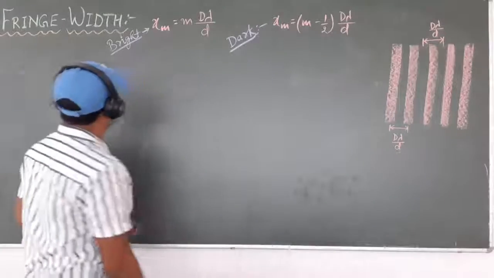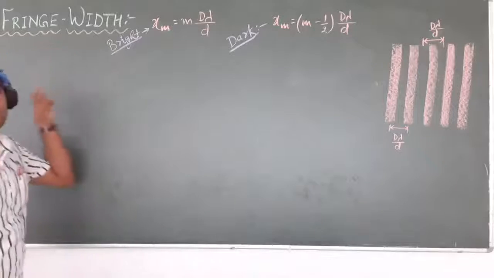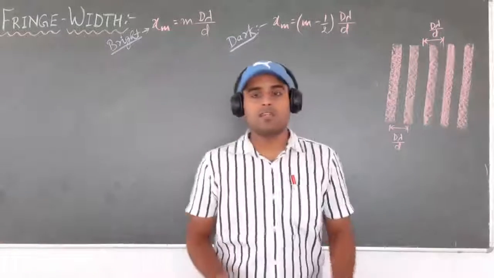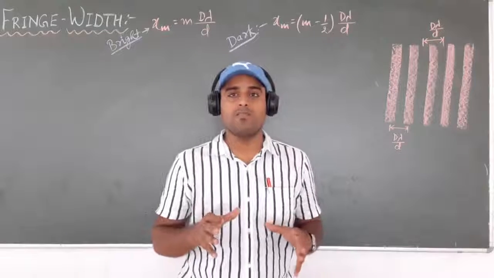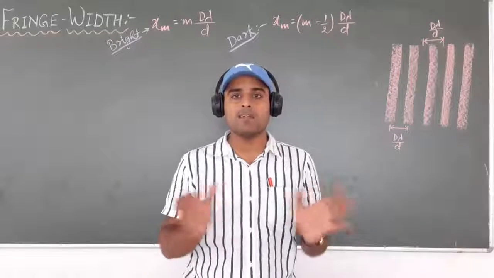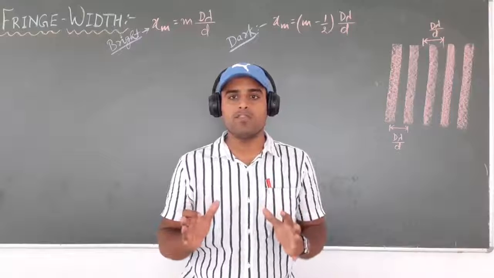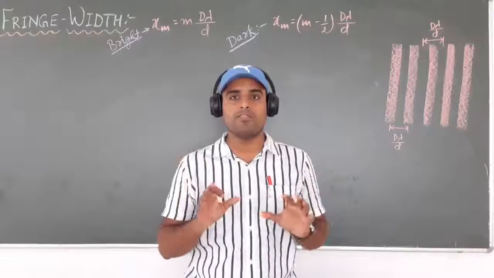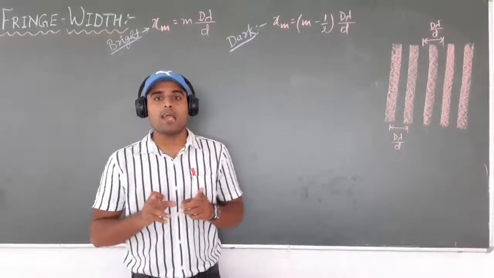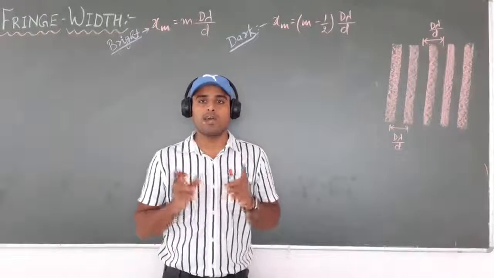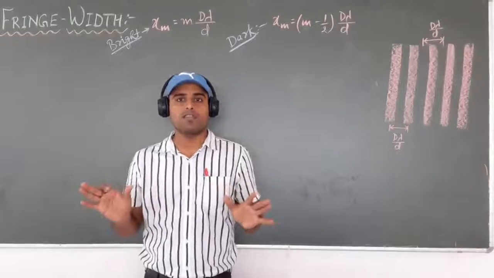But before that we should know what the fringe width is. So what is the fringe width? The distance between two consecutive fringes, either dark or bright, is known as fringe width. Simply, the distance between two consecutive fringes, either bright fringe or dark fringe, is known as fringe width.